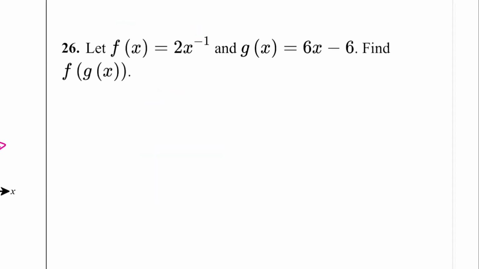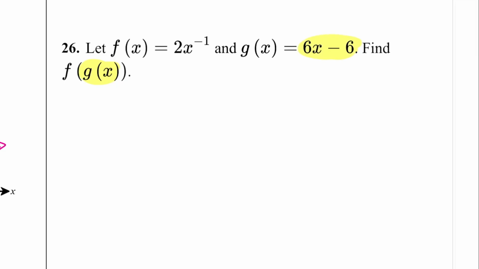Number 26, let f of x equal 2x to the negative 1 and g of x equal 6x minus 6. Find f of g of x. I like to think of these problems like Russian nesting dolls, where we're starting with g of x on the inside and we are plugging that into the other function for x.